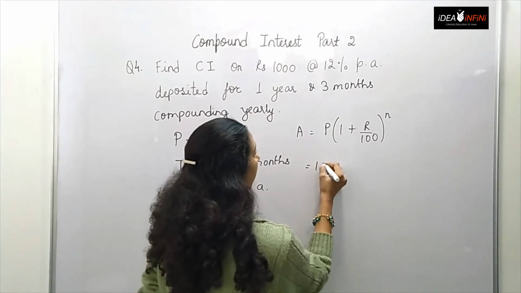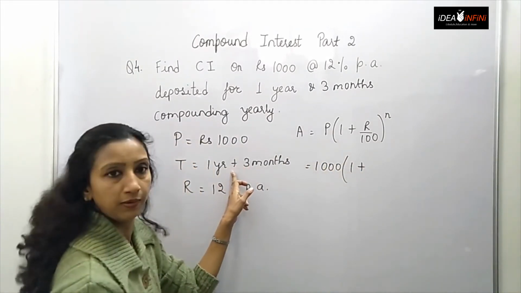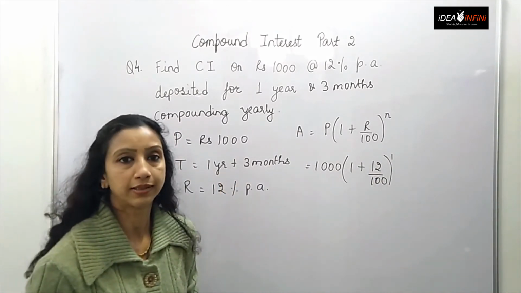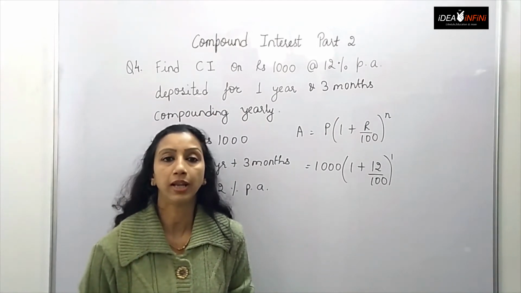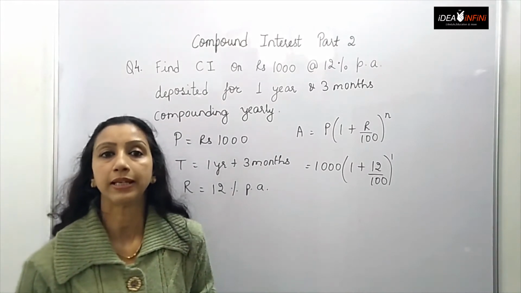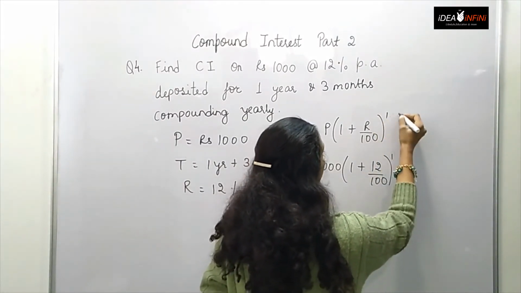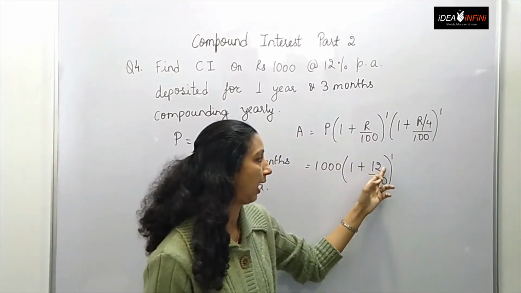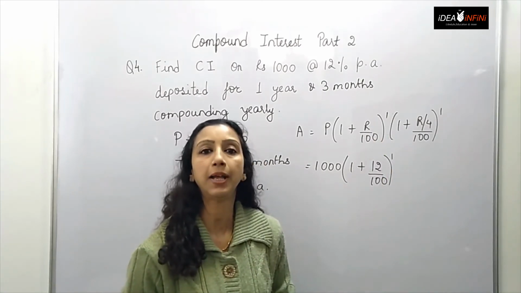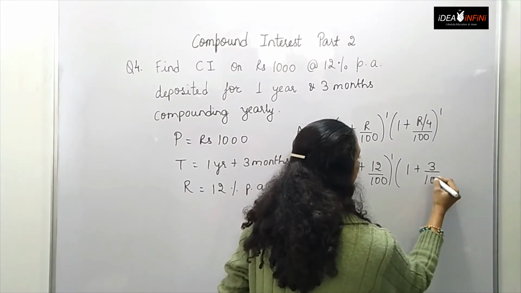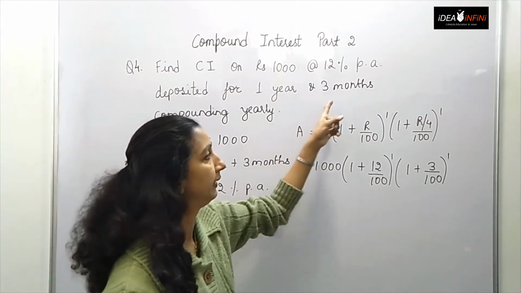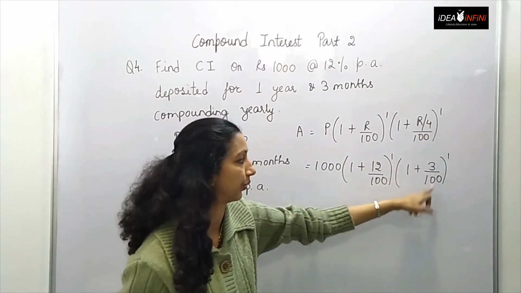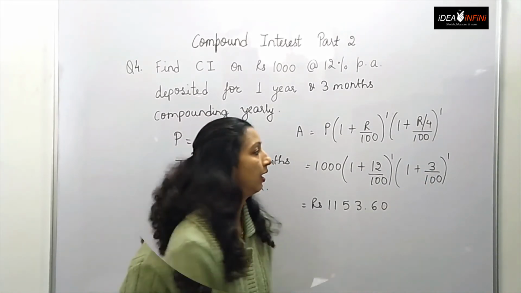So what we do is, we take 1000 here, 1 plus 12 by 100 to the power 1 because I am taking 1 year first. Now I am taking 3 months. For 3 months, that means 1/4 of a year, the rate of interest has to be divided by 4. So what I add here is 1 plus R by 4 over 100 to the power 1 again. First year, I have taken R as the full 12%, but for the 3 months, I have to take R by 4. So what I write here is 1 plus 3 by 100 to the power 1. This is how we can solve for 1 year and 3 months. For the first year it will be 12, and for the 3 months it will be 12 by 4, that is 3.